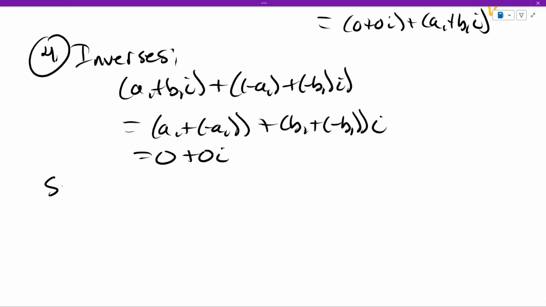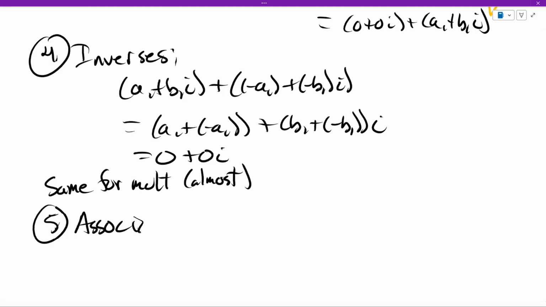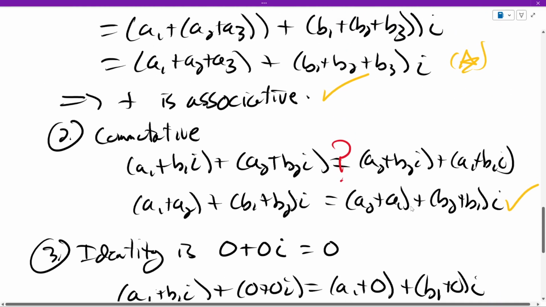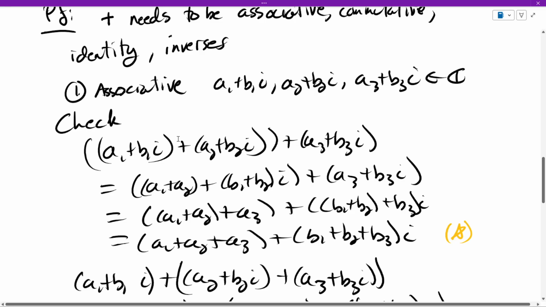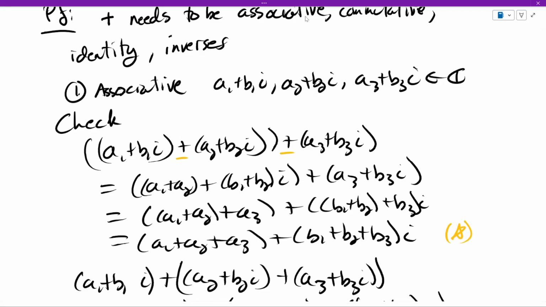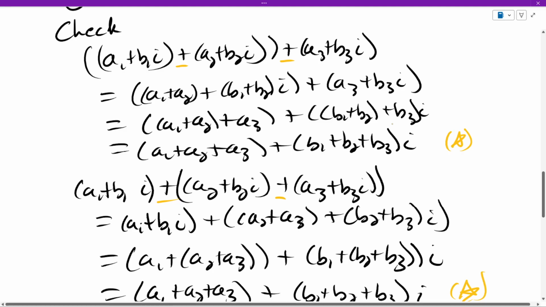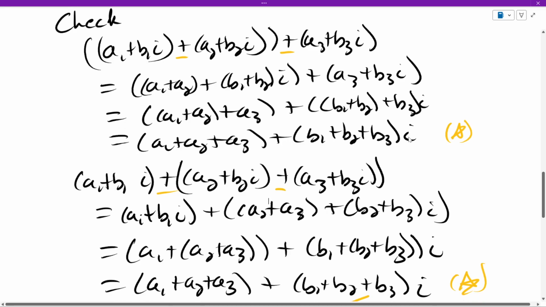And now we have to check the same for multiplication, almost. Namely, when we do multiplicative inverses, it's not for all elements, it's just for non-zero elements. Okay, so that's what the almost means. All right, associativity. Long and tedious, but not hard. Let me explain. You have to replace the symbol plus with a times and do the multiplications according to the parentheses, and you'll see you get the same thing. I'm not going to do that.